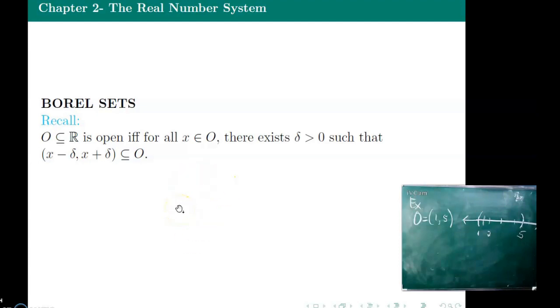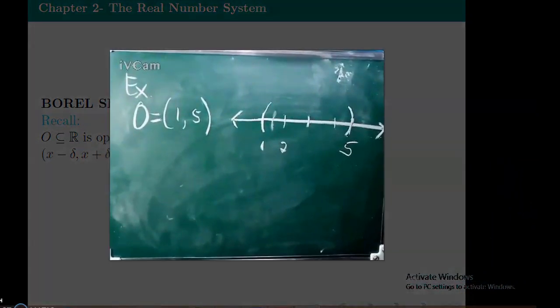It is open if and only if for every element x in the set, there exists delta greater than 0 such that the interval (x minus delta, x plus delta) is contained in the set O. Now let's try this example. Let us have the set O be the open interval from 1 to 5.